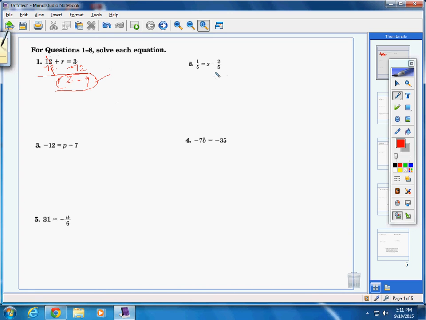These are the easy ones here at the beginning. So once again, we want to isolate x. Let's get rid of this -2/5.